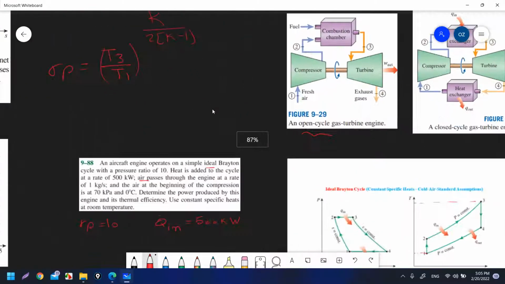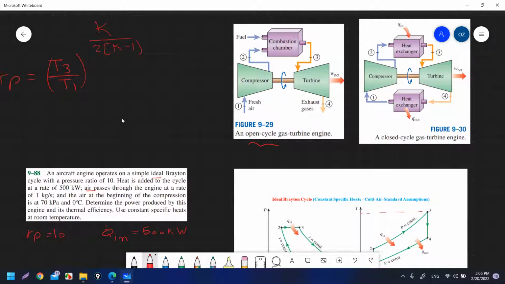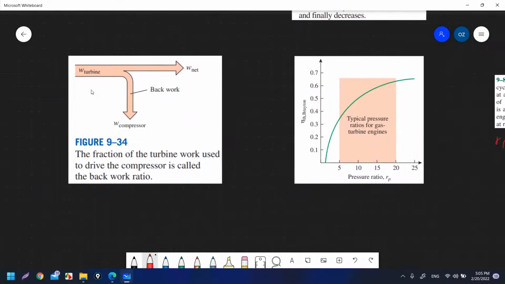Also, for the turbine and compressor, as you can see, they are on the same shaft. The turbine is a work producing device. It will provide us with Wnet, but this Wnet is equal to the turbine work minus the compressor work. So not the whole work of the turbine is converted to be net work. Some part of this turbine work is used to drive the compressor.